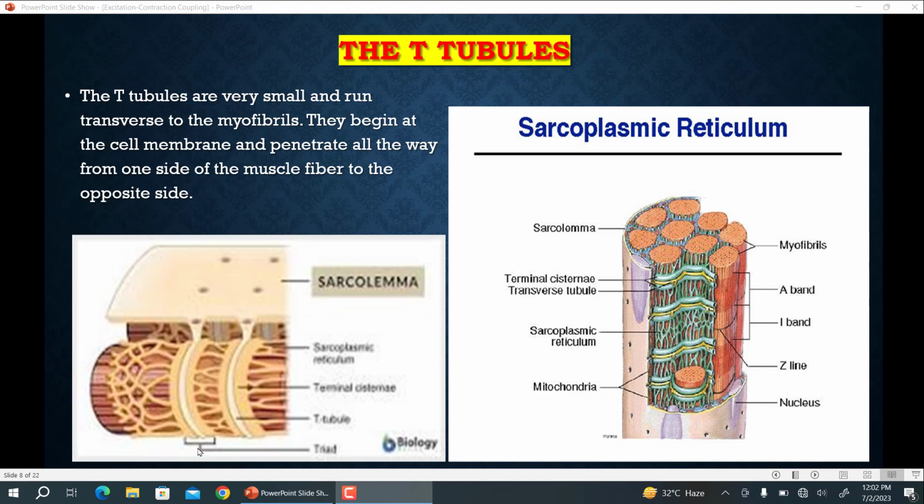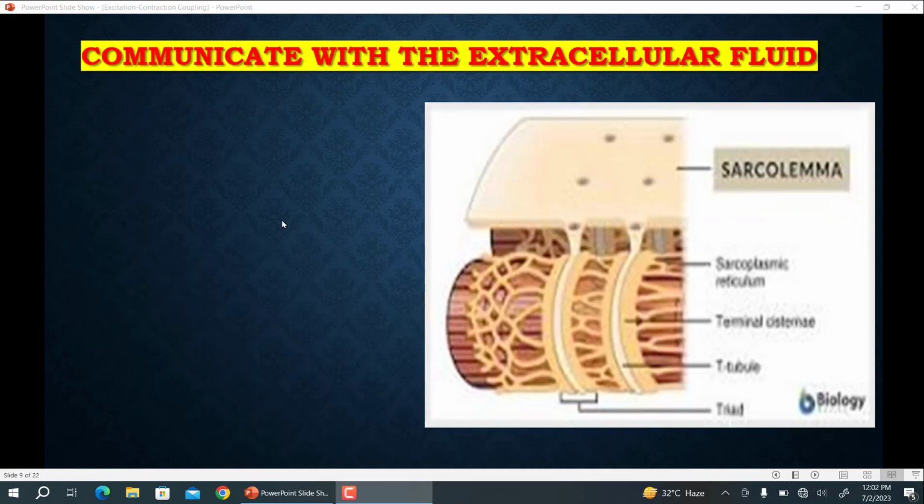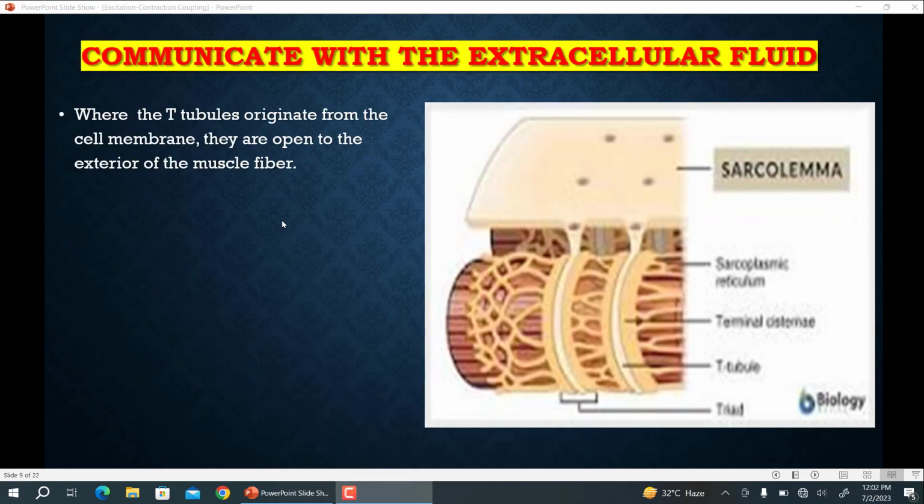and run transversely to the other side of these muscle fibers, on the opposite side. They communicate with the extracellular fluid.